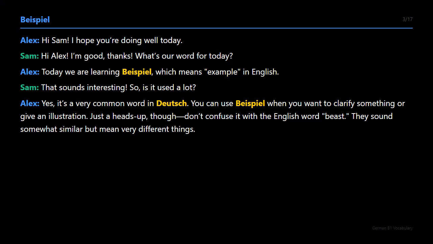What's our word for today? Today we are learning Beispiel, which means example in English.